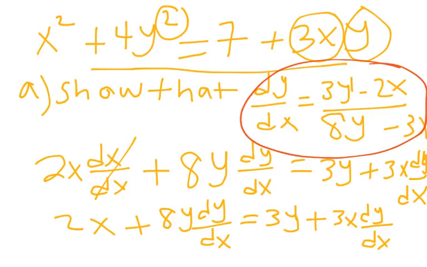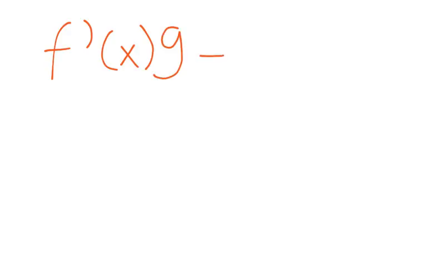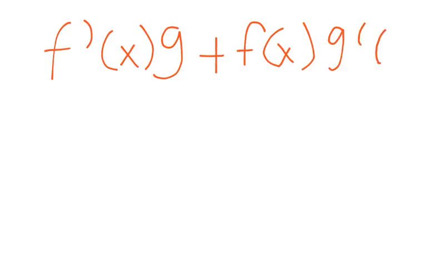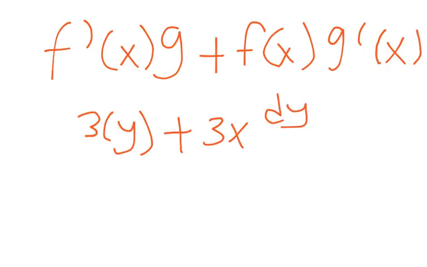For the product rule, if you guys don't remember, the product rule is f of x g prime plus f prime g of x. And once you do that, you will get 3y plus 3x dy over dx. That's part A.